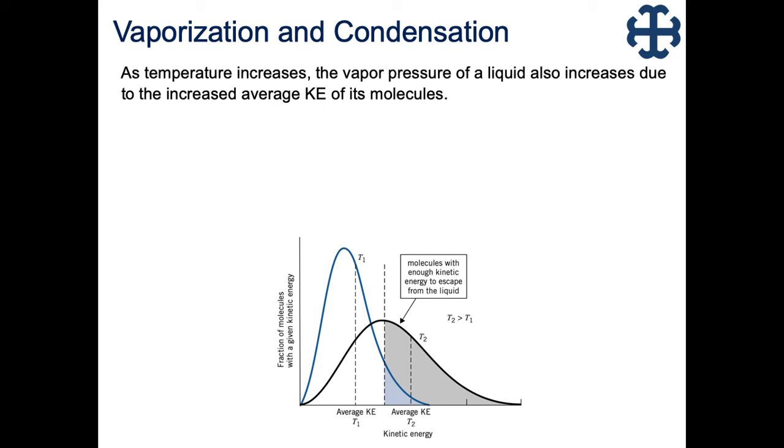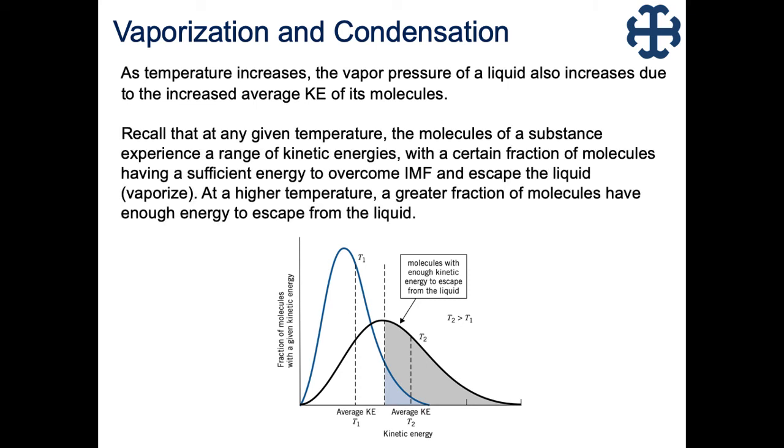Another way we can think about this is in terms of kinetic energy. As the temperature of our liquid and our gas increases, our vapor pressure will also increase, because we increase the amount of kinetic energy here. You can see the x-axis on this graph is our kinetic energy. This is a graph that we've seen before. So another way to think about it is once we pass this certain threshold of kinetic energy, those molecules are able to enter the gas phase. So as we increase our temperature, we're actually going to increase the number of molecules with enough kinetic energy to transition from being a liquid to a gas.